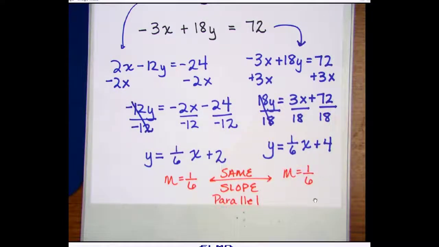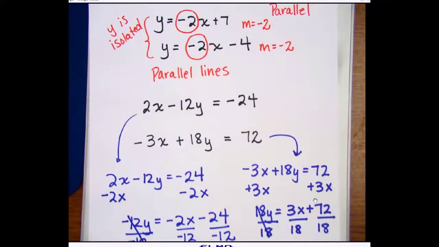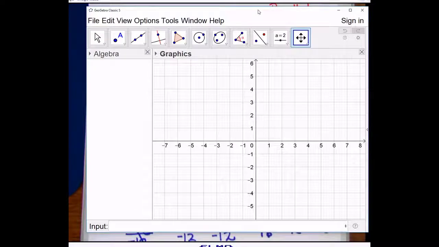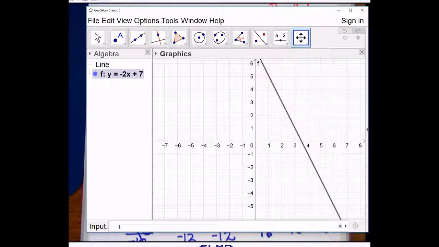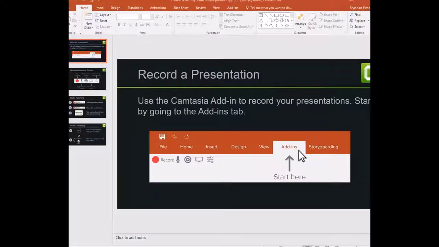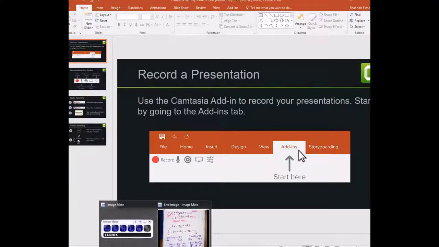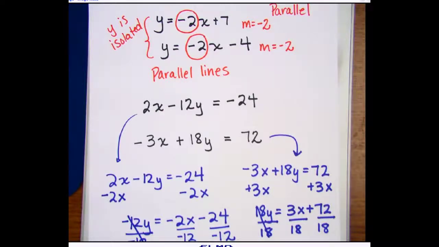Let's take a look at them on the graph, each of these two sets. Now, I'm using software called GeoGebra. I'm not going to show you how to use it in this video, but please feel free to access a different video talking about how to use GeoGebra. All right, down here in the input line, I'm just going to type my equation. I'm going to do the first two, y equals minus 2x plus 7. And then my second equation, y equals minus 2x plus, oh, it was a minus 4. In other words, we are, sorry about that, graphing these two equations.